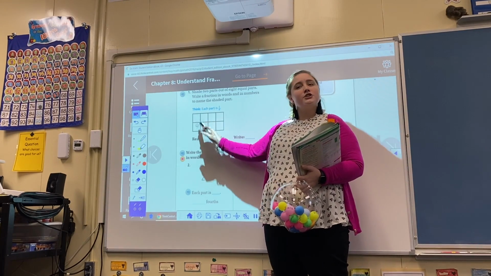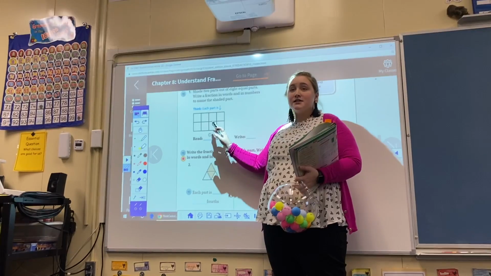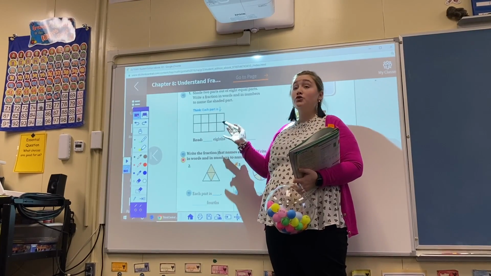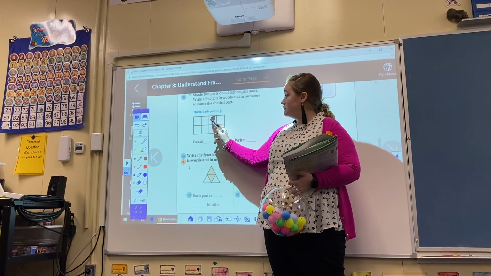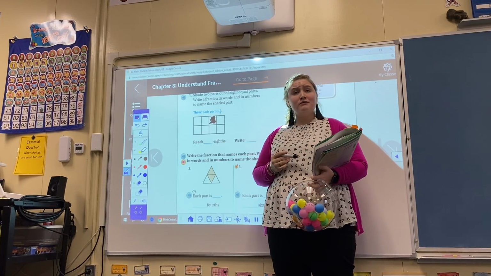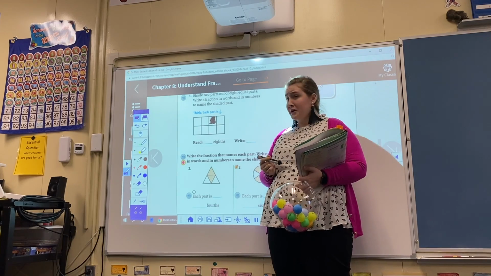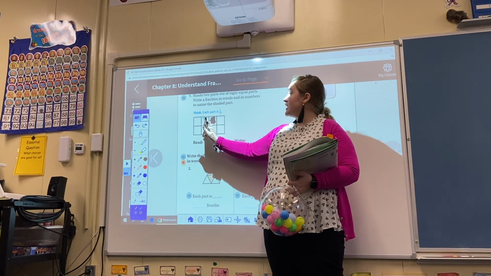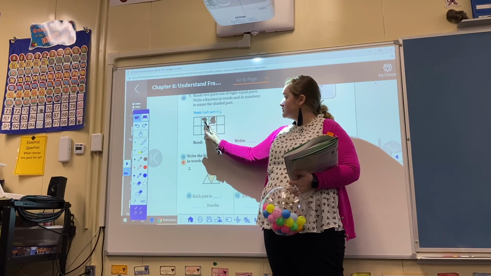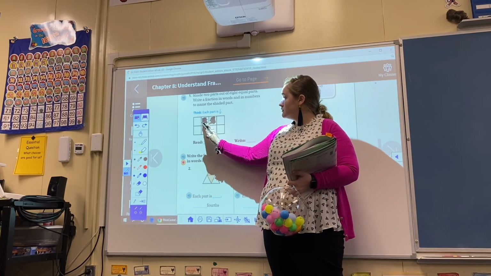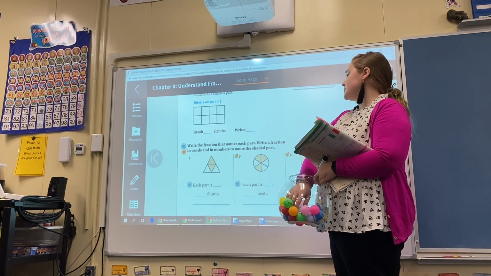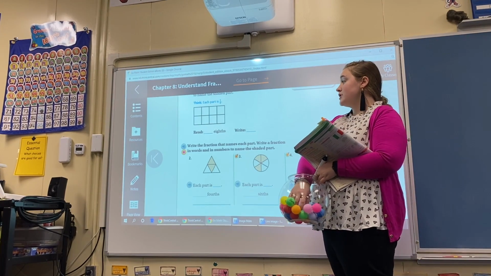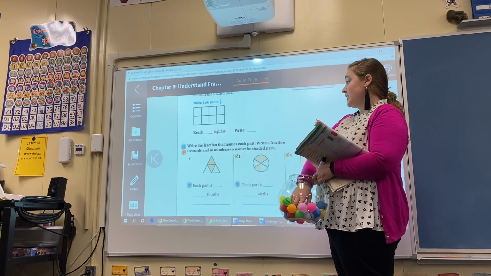Does it matter which 2 I shade? No. Because it's still going to equal 2/8, right? So pick which 2 you want to shade. Are you going to shade 3? No. Are you only going to shade 1? No. We are shading 2 parts. Write the fraction that names each part. Write a fraction in words and in numbers to name the shaded part.